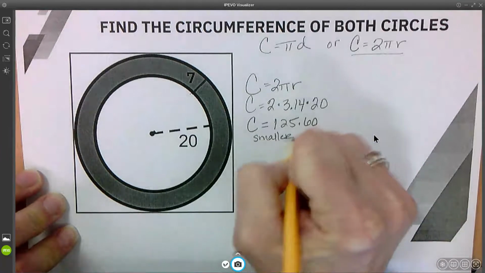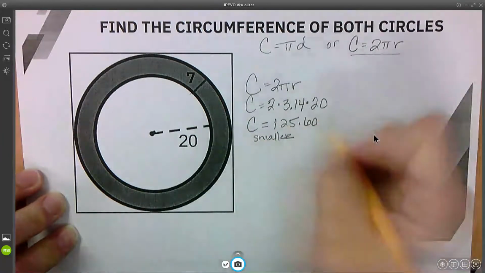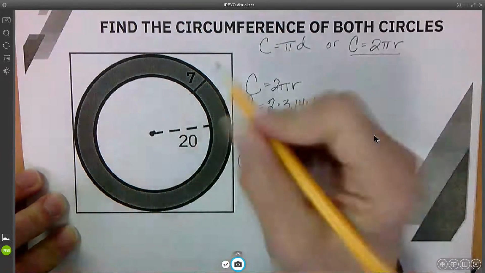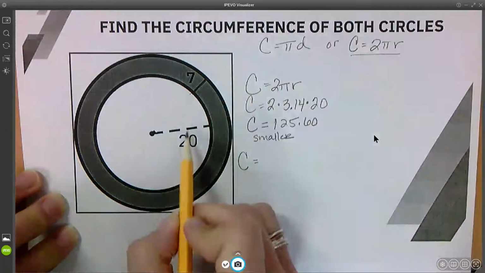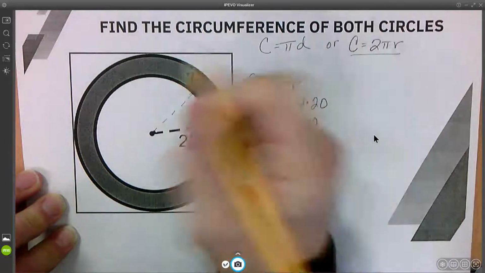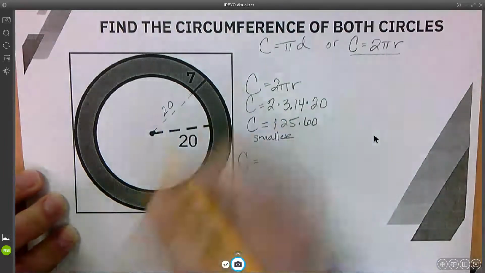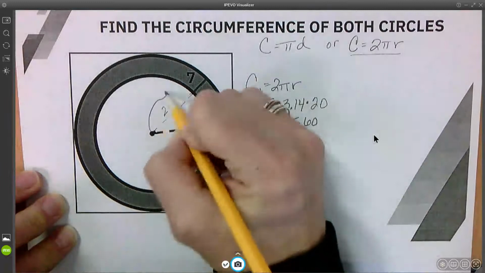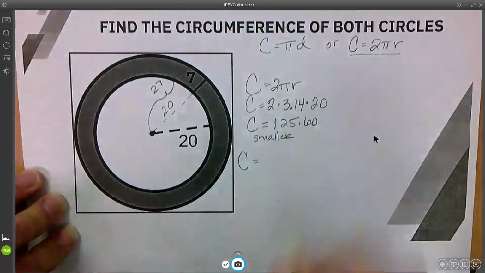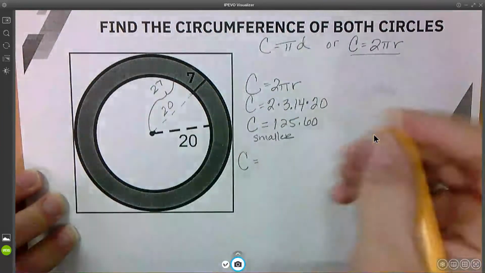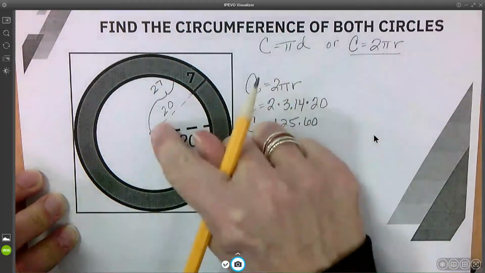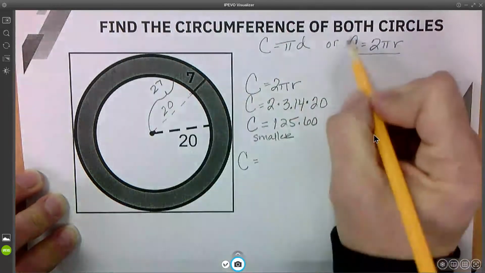So now we're going to look into the larger circle. The circumference of the larger circle. When I look at this, they only give me this 7 here. But if I rotate this 20 this way here, we know that that's also 20 right here. So the radius of the larger circle would be the two together, which would be 27, whatever the units are. So again, that is still just the radius of the larger circle.